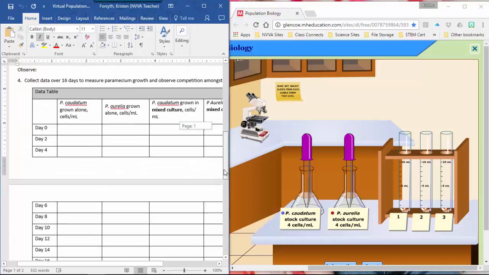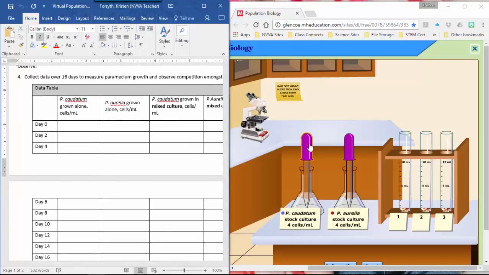The next step is to actually collect your data. So I'm going to show you how to complete the lab. I'll start out and collect data for the first 2 days, then I'll pause and skip around until we're at the end, and then we'll look at our CER, or conclusions, down at the bottom.